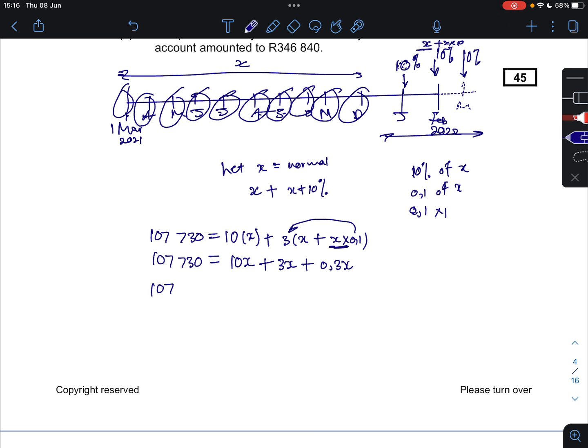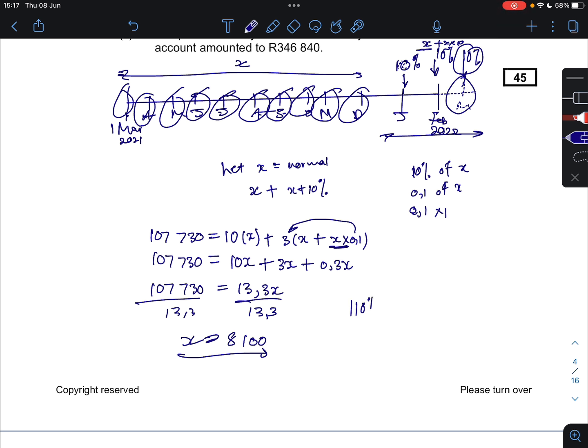And then if you add all of this, it will give you 13.3X, and then you divide by 13.3 both sides, and you get your normal rate. 107,730 divided by 13.3 is 1,800. My handwriting is so horrible. So it's 1,800. But this is without the increment. Now, in March, there was an increment of 10%. That is why we need it to be 110. X is equal to 100, remember? And the 10% increment, so that is why it becomes 110.